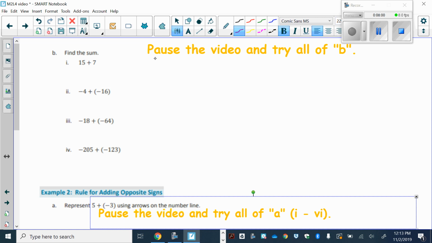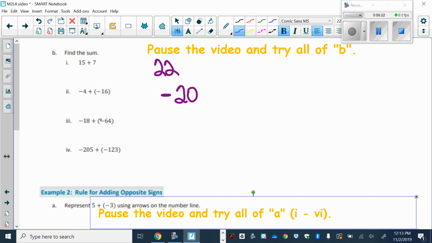15 plus 7 is 22. They are both positive, so my answer is positive. Negative 4 plus negative 16. So in my head, or on paper, I'm thinking 4 plus 16 is 20. They're both negative, so I keep the negative.